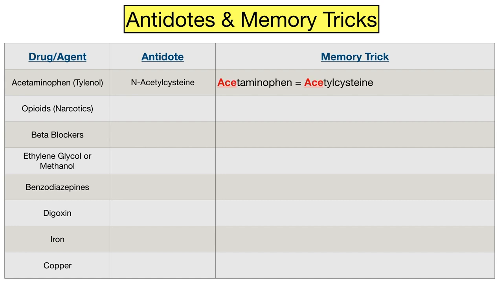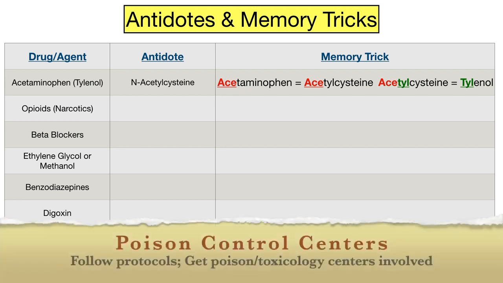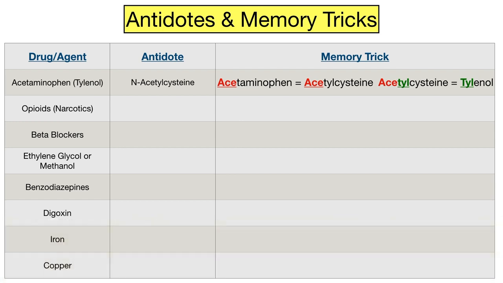Simply use the first three letters of the word. Acetaminophen and acetylcysteine both start with the letters ACE. Here's another cool trick. We also said acetaminophen is Tylenol. Look at the next three letters of acetylcysteine after the ACE and we have TYL, which will help you remember TYL for Tylenol. A quick reminder as we go through these different antidotes to always get a poison control center involved or whatever your protocol recommends to assist with care.